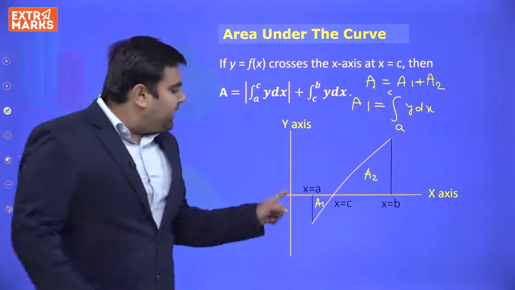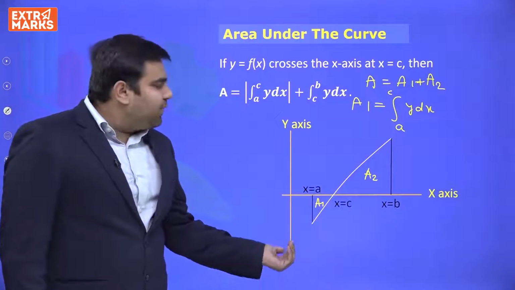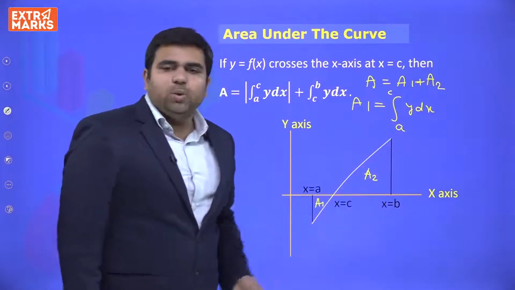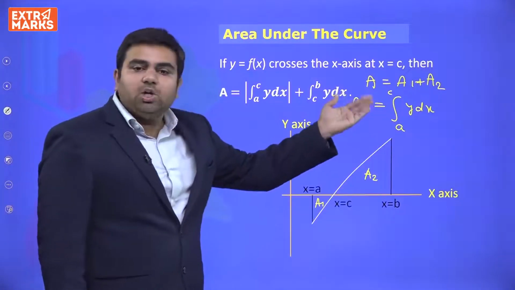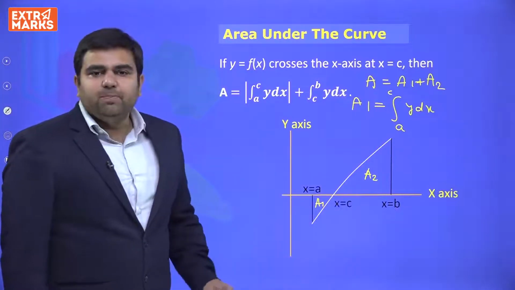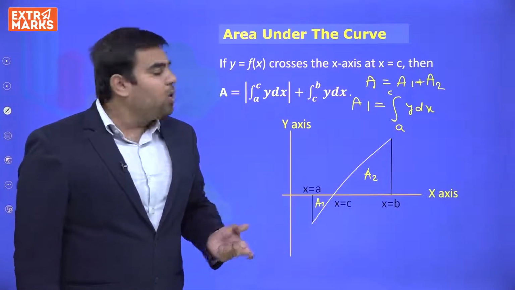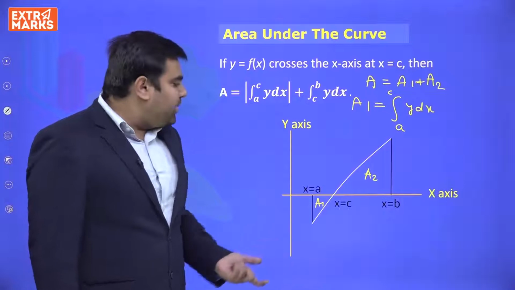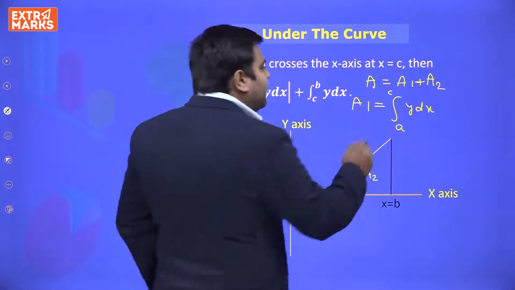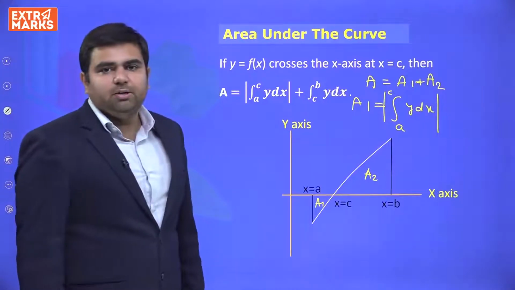Since between A to C the curve is below the x-axis, if I simply integrate this y with respect to x from A to C, because y is always below the x-axis between A and C, this integral will come out to be negative, right? So how to make it positive? In order to make it positive, I will simply apply modulus over here.